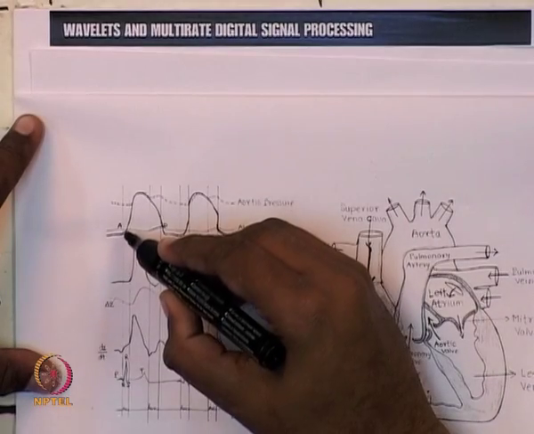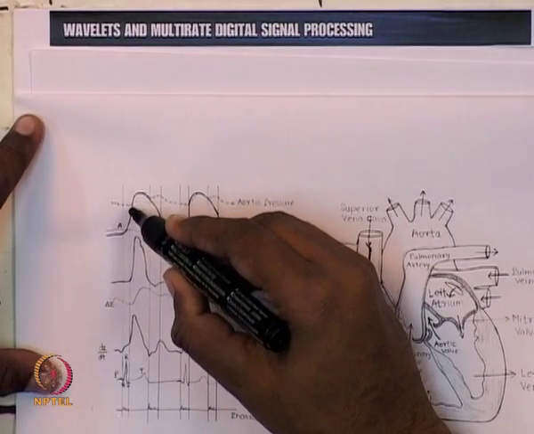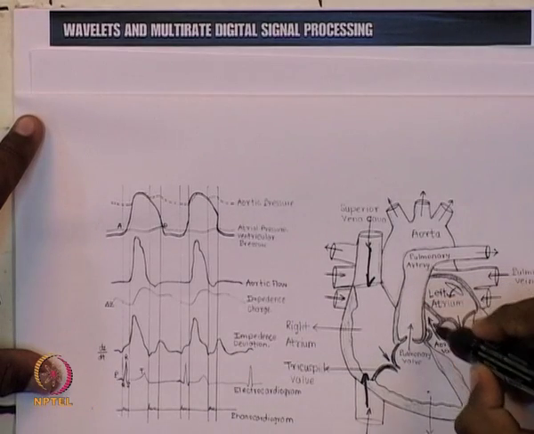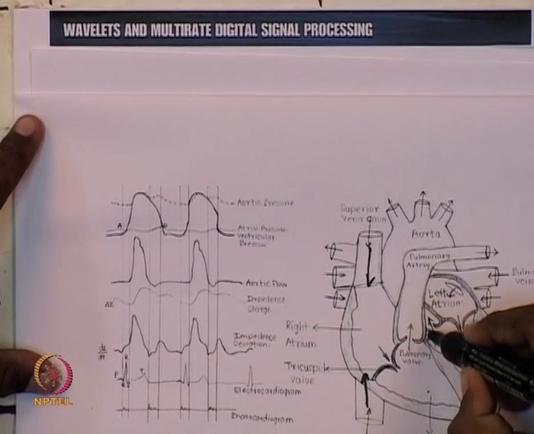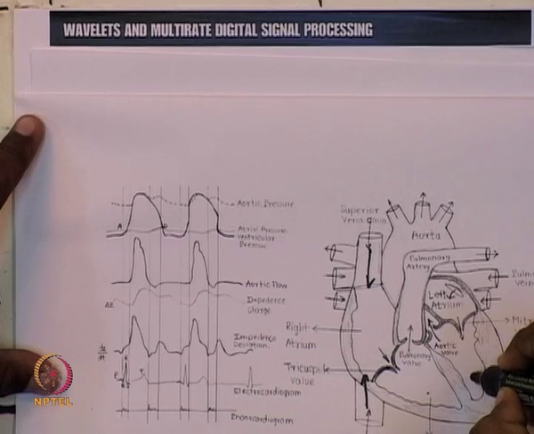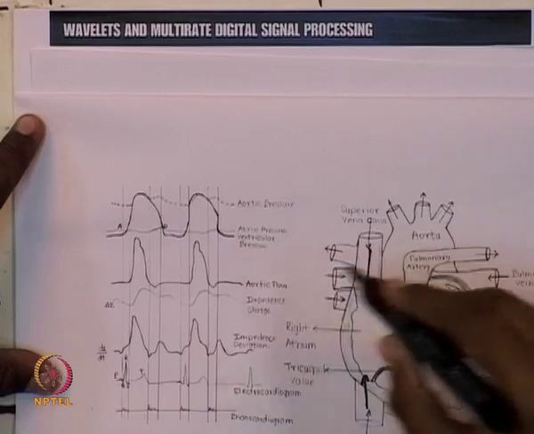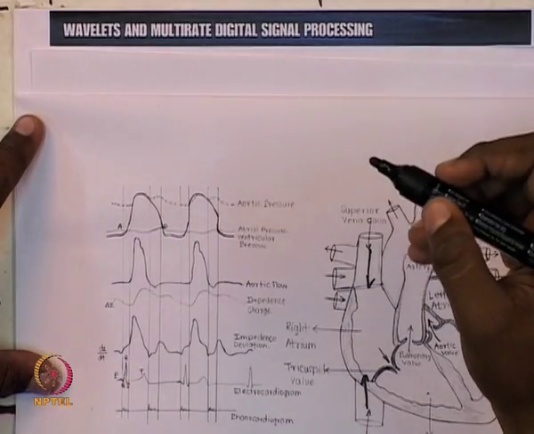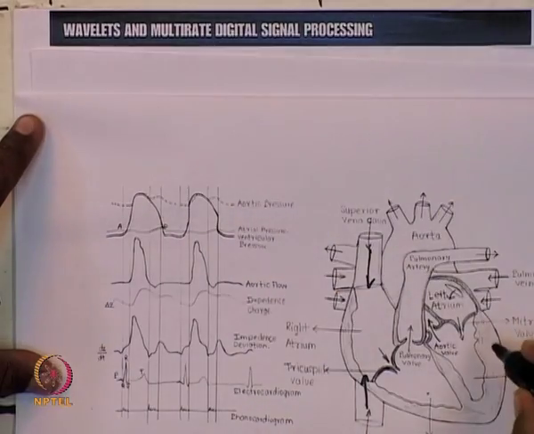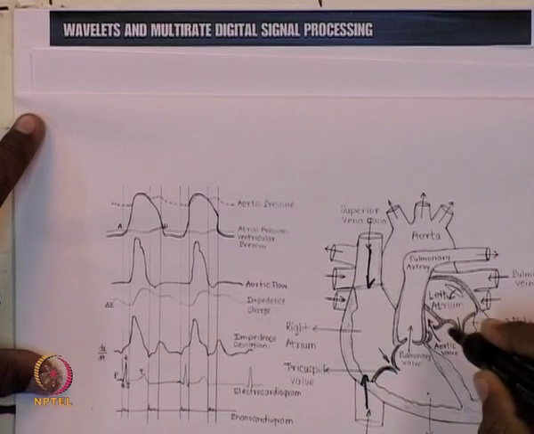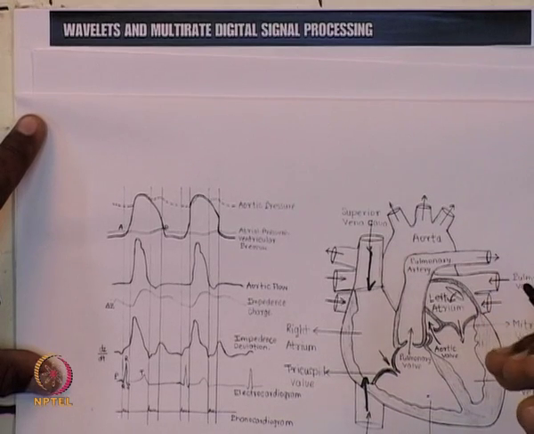At some particular point it will overcome the pressure inside aorta, and at that particular moment this semilunar valve will be opening and ventricle will be pumping blood into the aorta. This will continue for a moment. When this ventricle starts relaxing, the pressure inside the ventricle starts reducing.